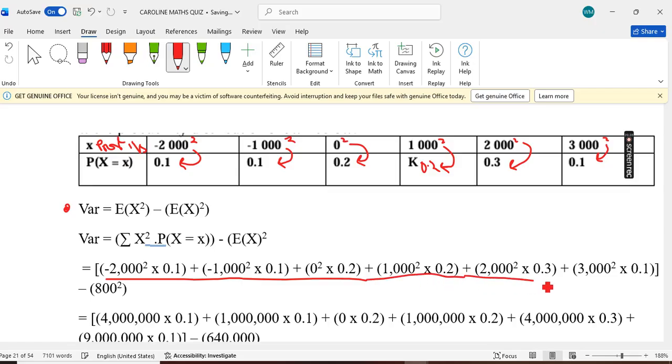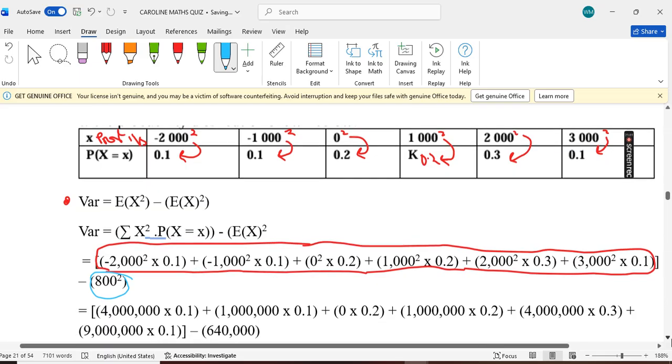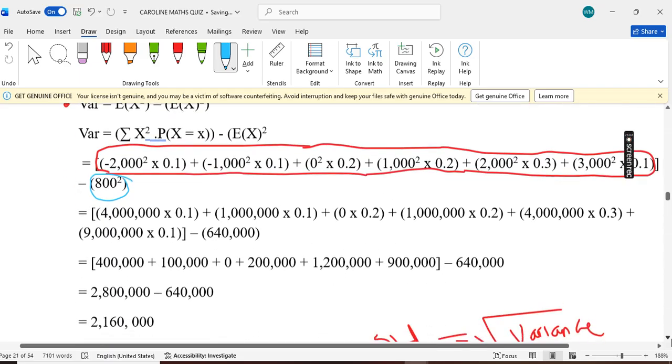Each profit, you're going to square it and multiply by the probability. And then you add them up. And then you're going to subtract the average profit. As you can see here, this 800 squared, which is the average profit. You're going to square that average profit, 800 squared. So as you can see, these are the workings.